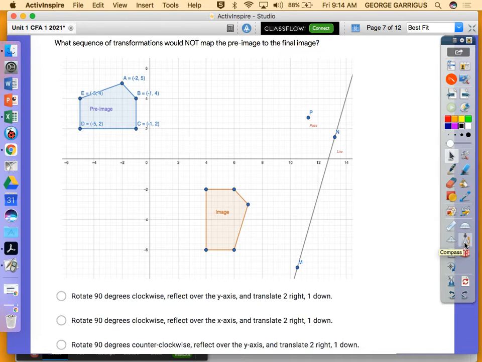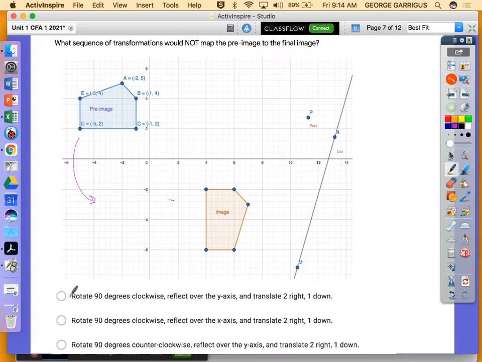And we have 3 possible solutions. We can rotate 90 degrees clockwise, then reflect. Well, one of these first 2 has to be wrong. Let's see. The third one must be correct. Let's check it out. Rotate 90 degrees counterclockwise, reflect over the y-axis and translate. So if I rotate 90 degrees this way, reflect, and then translate, that's going to be fine.